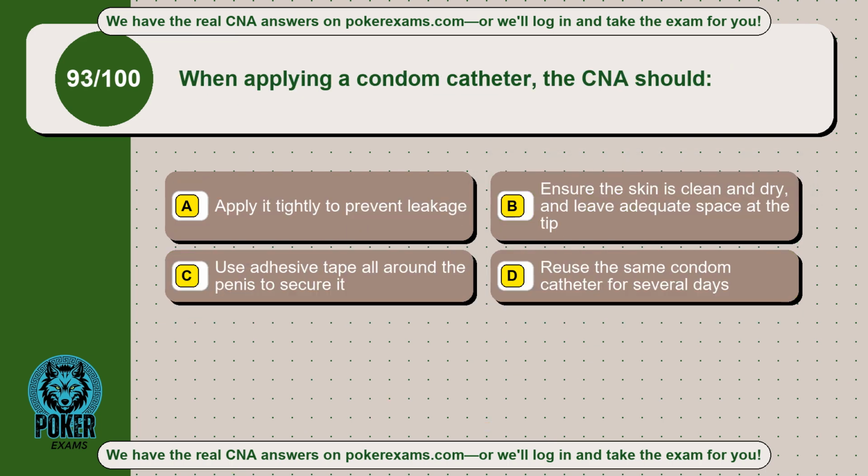Question 93. When applying a condom catheter, the CNA should: Option A, apply it tightly to prevent leakage. Option B, ensure the skin is clean and dry, and leave adequate space at the tip. Option C, use adhesive tape all around the penis to secure it. Option D, reuse the same condom catheter for several days.